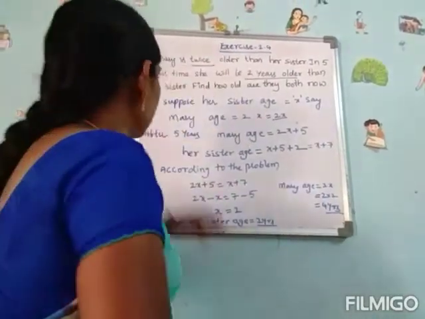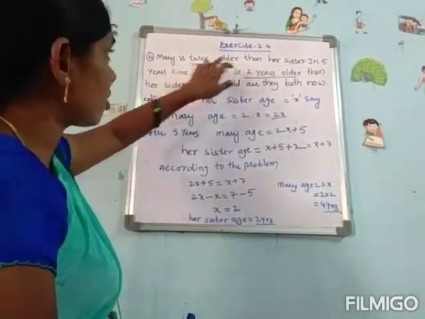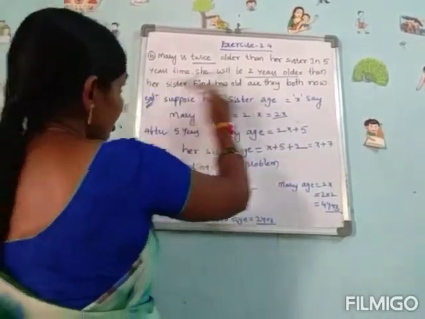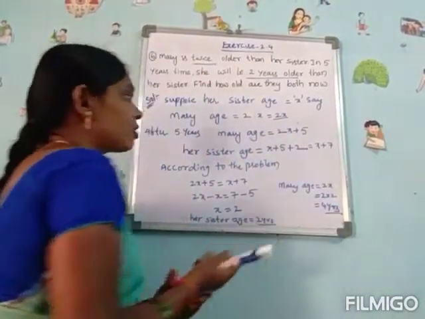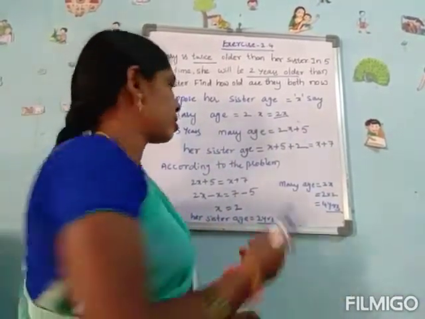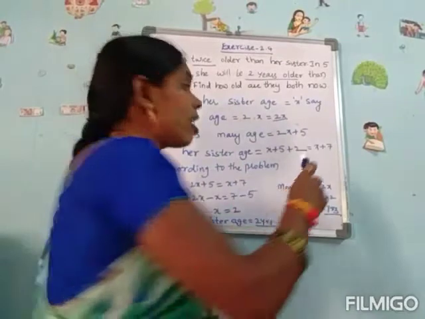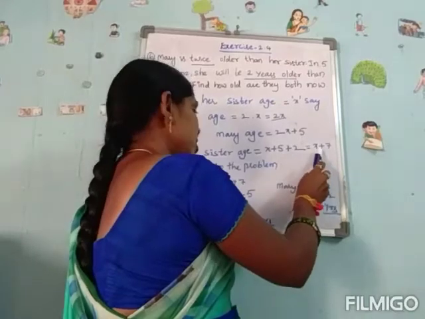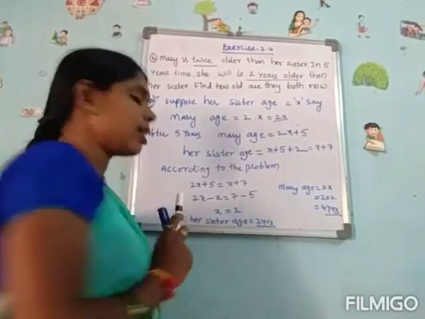Once again I repeat. See here, suppose her sister's age we don't know. So take x. So Mary's age is twice her sister's. So that's why 2 into x is 2x. Next, here it is given in 5 years time means after 5 years Mary's age becomes, automatically we should add plus 5 years. So 2x plus 5. So her sister's age also increases. So her sister's age is x plus 5, but here it is given that she is 2 years older than her sister. So that's why we should add plus 2 here. Now x plus 5 plus 2 is x plus 7. According to the problem, these both are equal. So that is 2x plus 5 equals x plus 7.